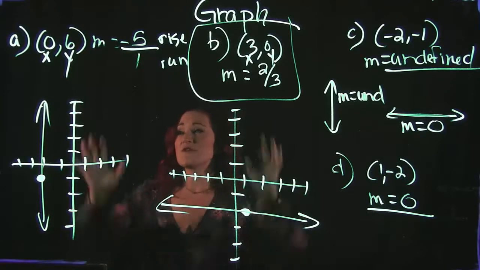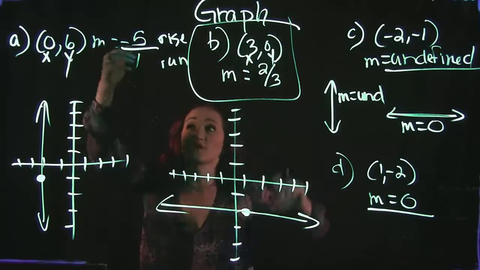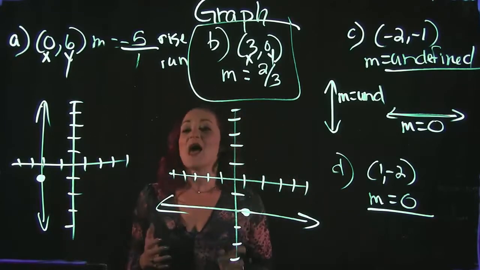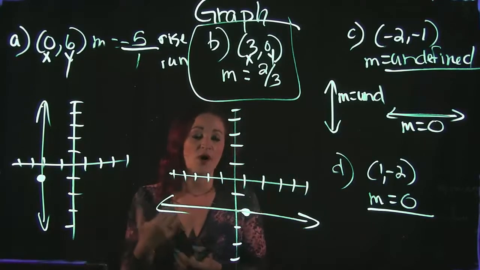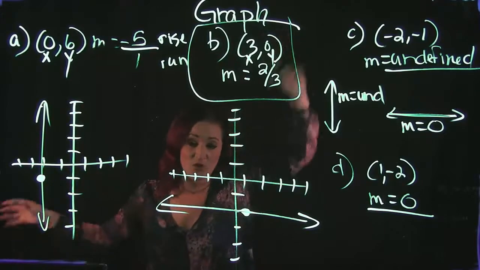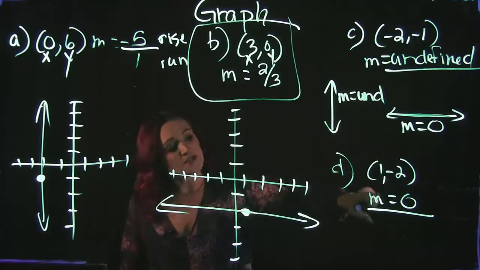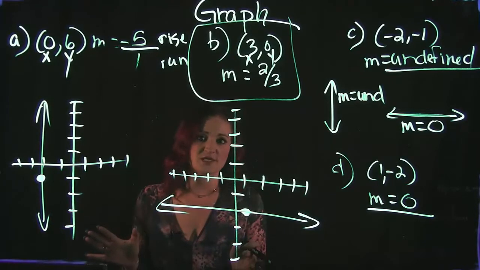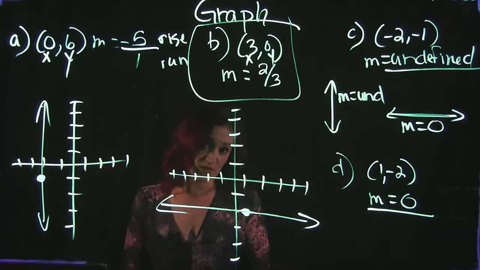If you're given a point and an actual number for the slope, negative 5 over 1, 2/3, it really could be anything. As long as it's not 0 or undefined, you're talking about a diagonal line. But if you're given an undefined or a 0 slope, you need to know that that's one of the special cases and be able to tell the difference between the two.